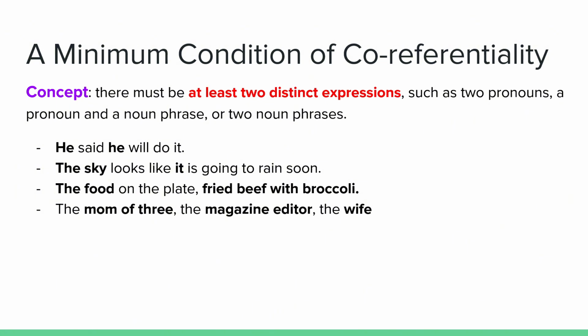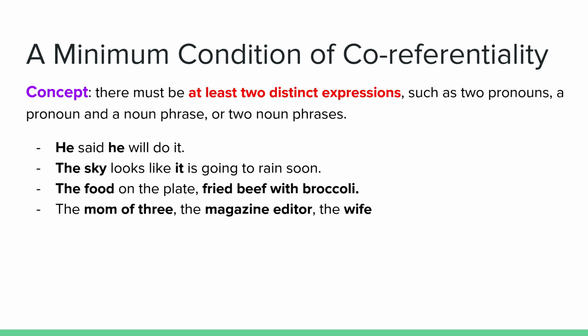Let's look at the second sentence. The sky looks like it is going to rain soon. So the noun phrase the sky and the pronoun it have a coreferentiality because the pronoun it is referring back to the noun phrase the sky. And if you cut off one of them, they cannot form a coreferentiality by itself.